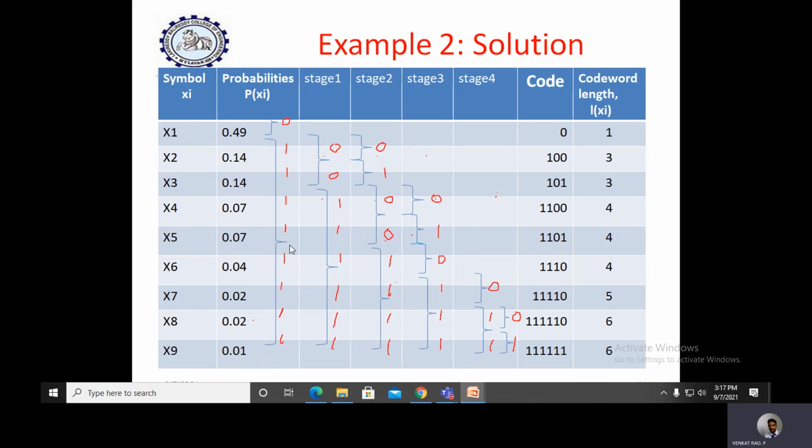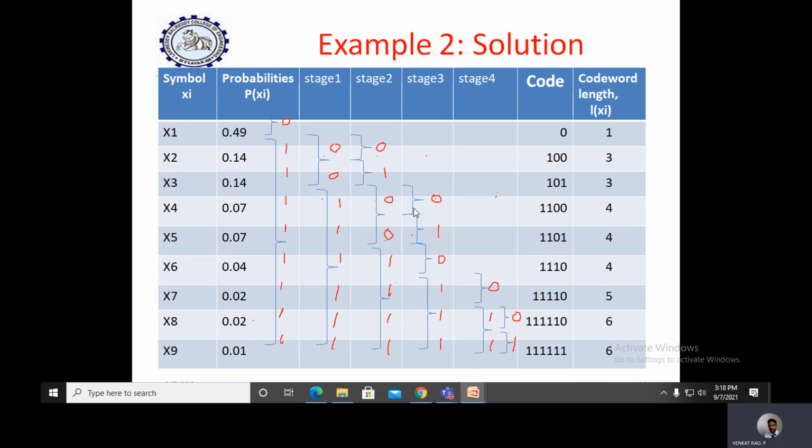Then in the next stage, again divide this subgroup into 2 groups, based on the division that the sum of probabilities in each group must be almost the same. Suppose you add these probabilities and these 2 probabilities, the sum will be almost the same. You can verify. Similarly, again divide the subgroup into 2 halves. Again this also into 2 halves. Assign 0 to the upper group, 1 to the lower group. Here also assign 0 to the upper group, 1 to the lower group.